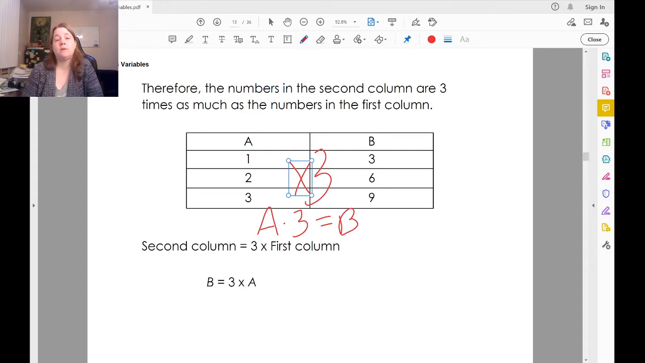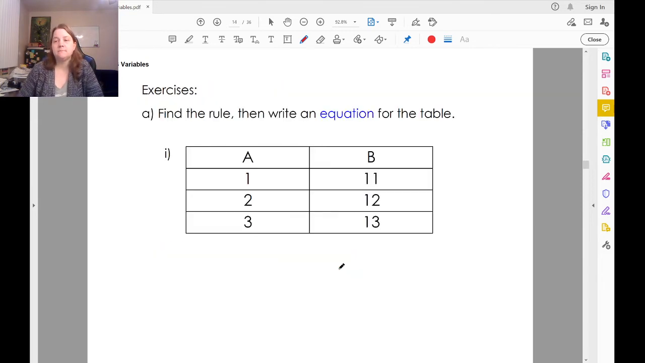Or if you really want to write it the way mathematicians do, 3A, because 3 and A together, there's no sign, and no sign means multiplication, equals B. So they want you to find the rule and then write an equation for the table. You go ahead and give this a shot first, and when you come back, we'll talk about it.